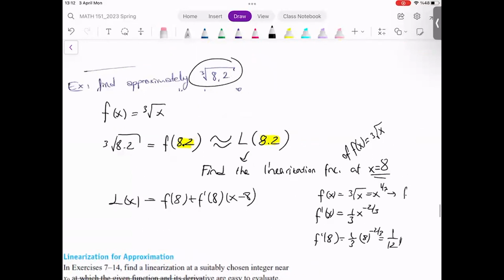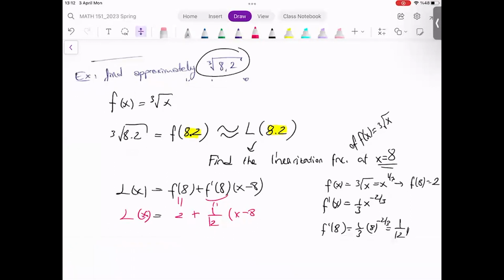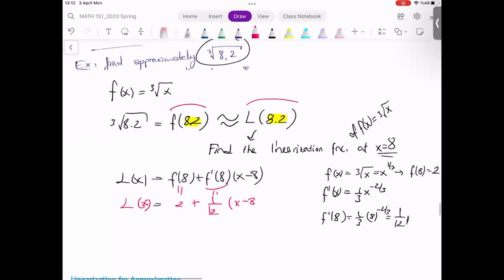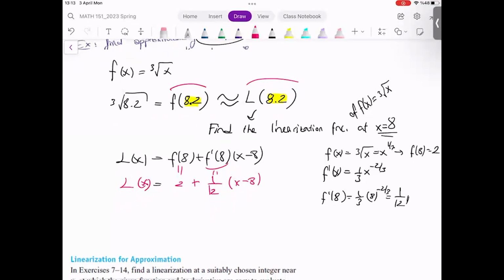And also we need the image f of 8, it is 2. Let's insert these things. f of 8 is 2 plus f prime of 8 is 1/12 times x minus 8. This is our linearization function. Now, to give an approximation, instead of computing from the left, I will compute it from the right by using the linearization function, and it will be the approximation for us. You can write it in a simpler form, but let's leave it like this.